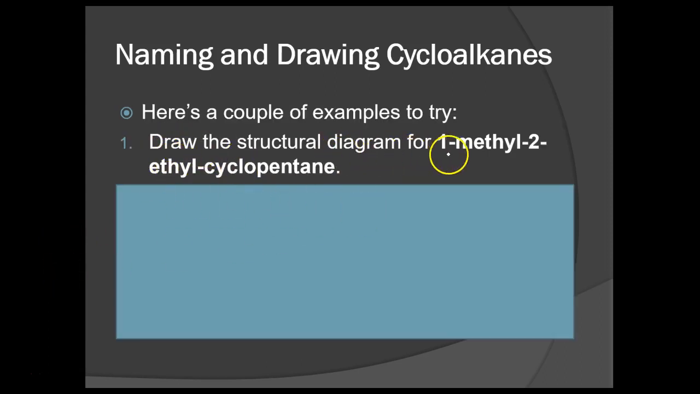Draw the structural diagram for 1-methyl 2-ethyl cyclopentane. Again, I screwed up on this. E comes before M, so it should be 2-ethyl 1-methyl cyclopentane. But let's start. Cyclopentane. What that means is we have 5 carbons, but they're going to be arranged in a geometric form with 5 points on it, which, if you're keeping score, is a pentagon. Very poorly drawn pentagon.